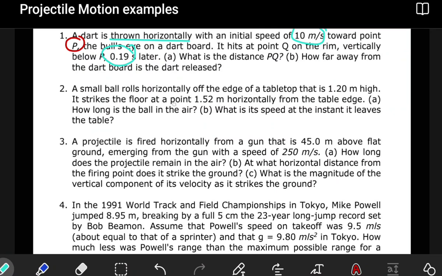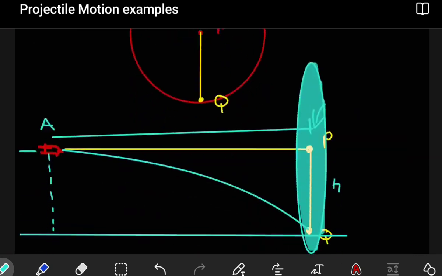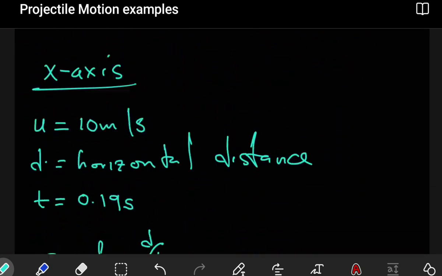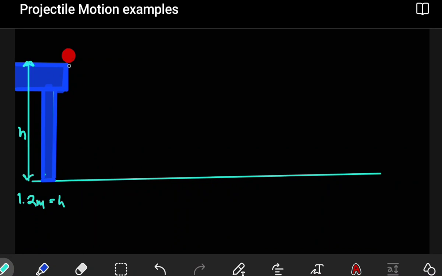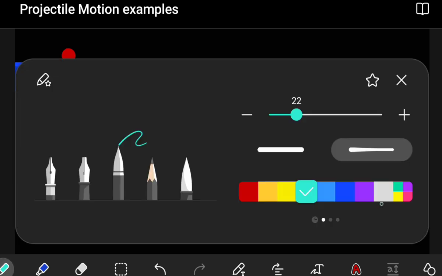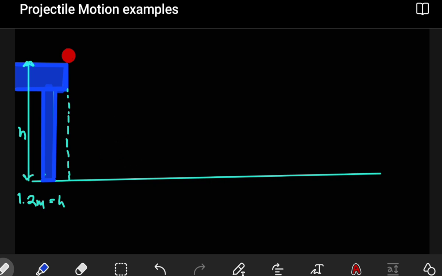It strikes the floor at a point 1.5 meters horizontally from the table edge. So the table edge is right here. So it strikes the floor. So let's say this is where the table edge is. So it strikes the floor. Let me use a different color for that. So let's say the projectile or this ball follows a path. So again, we're assuming this is very, very small, such that we can use only the height of the table without considering the diameter of that ball.